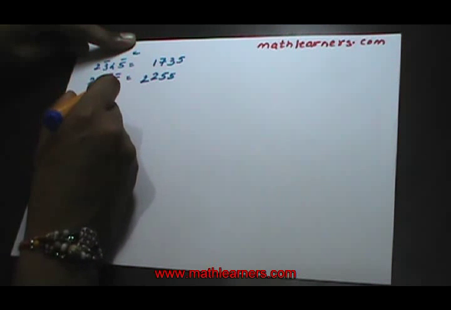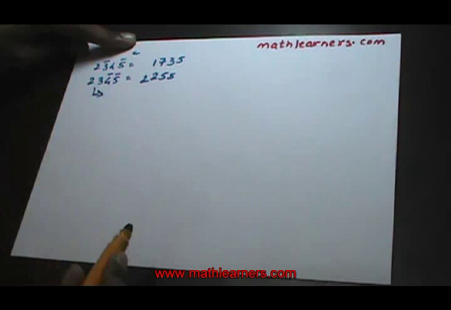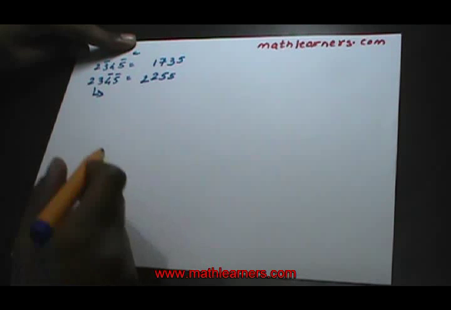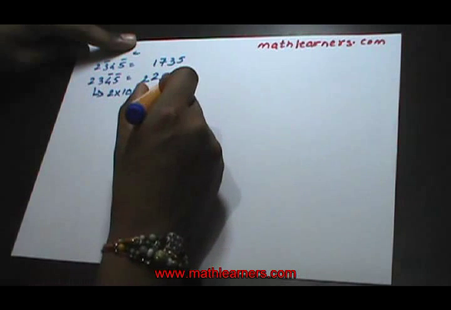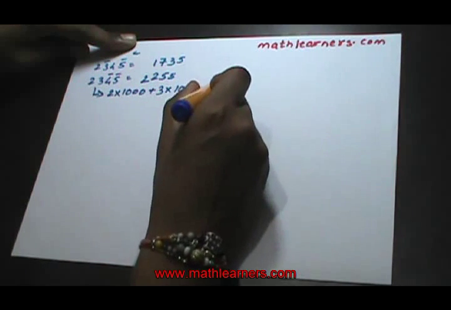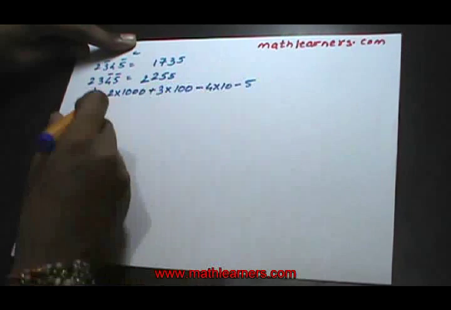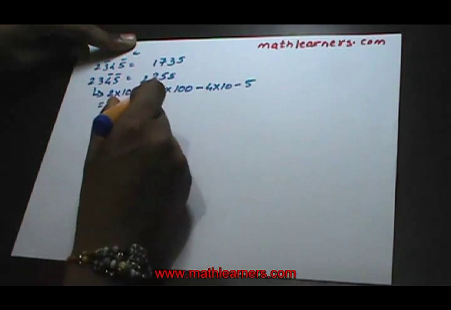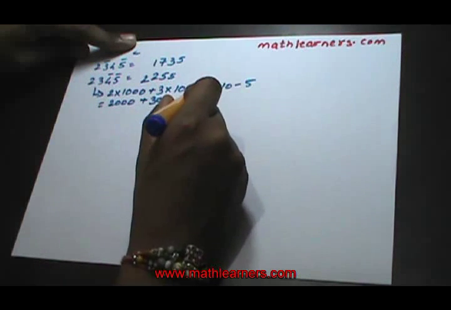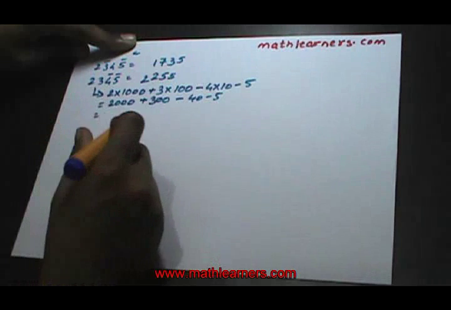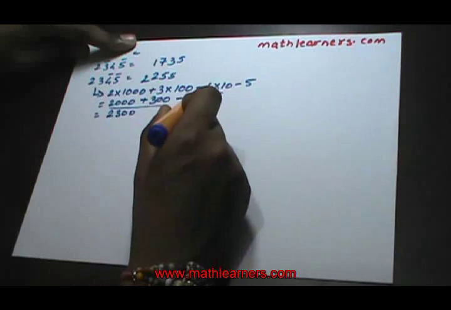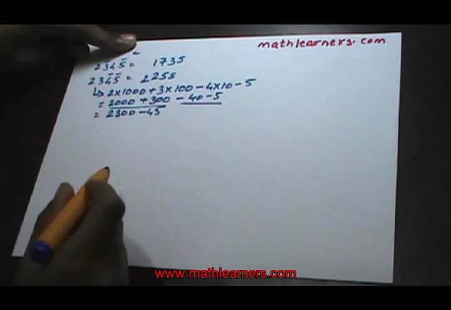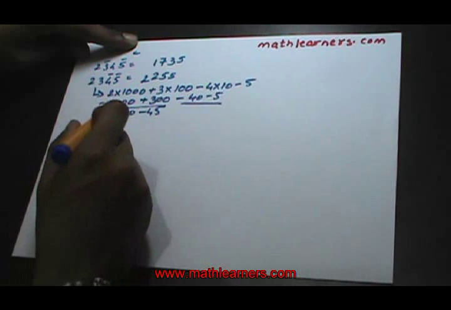Or what you can do is you can write this number in terms of a place value system. So if we write in terms of place value system, then we can have 2 multiplied by 1000 plus 3 multiplied by 100 minus 4 multiplied by 10 minus 5. That will be equal to 2000 plus 300 minus 40 minus 5. That will be equal to, if we group these two terms, 2300, and if we group these two terms, that will be minus 45.